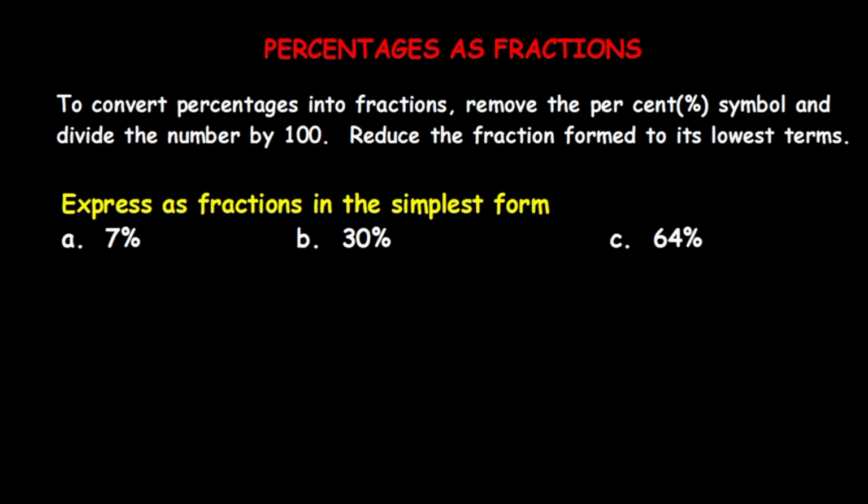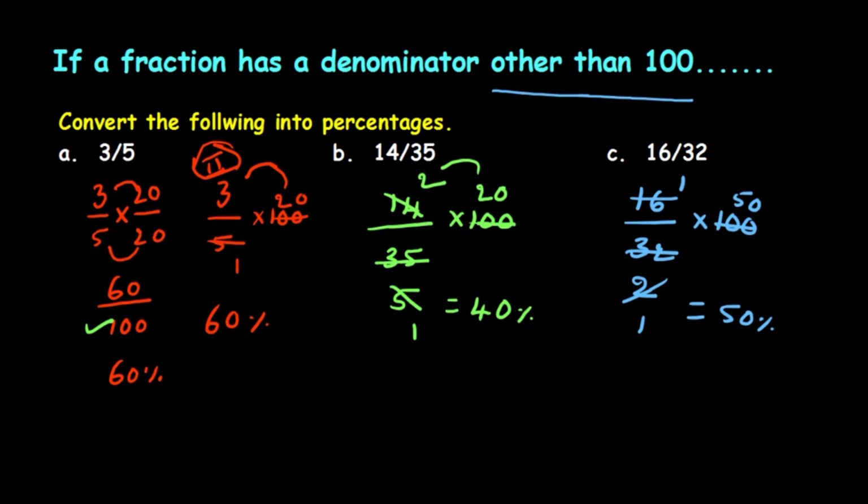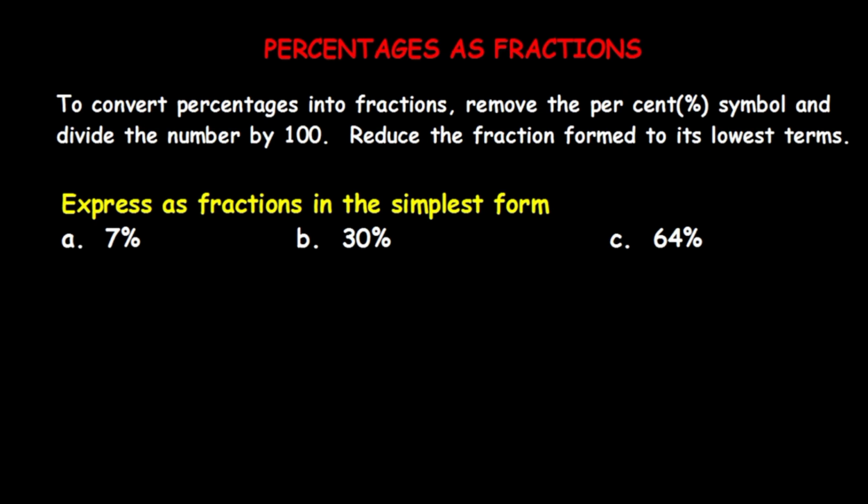The next one, percentage as fractions. The previous one was fraction as the percentage, right? So this is the model, fraction as the percentage. Now what we are going to do is percentage as the fraction, right? To convert the percentage into a fraction, remove the percentage symbol and divide by 100. Then reduce the fraction to its lowest form.